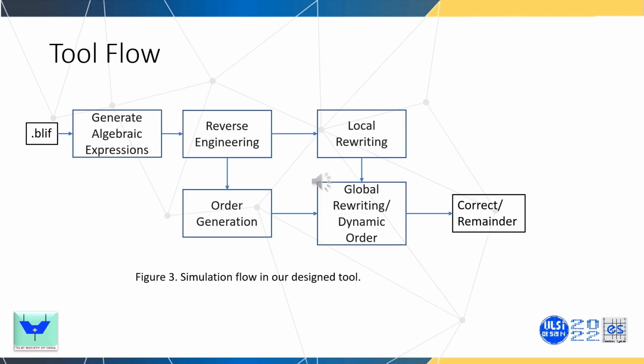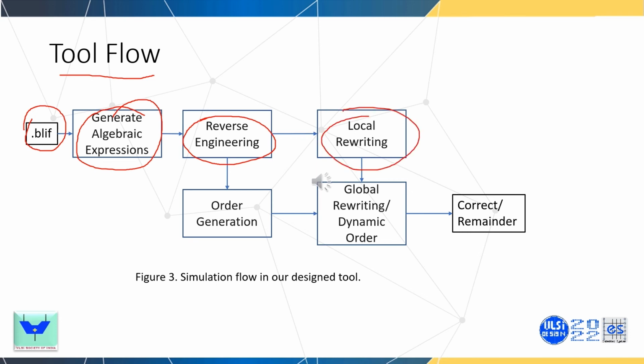Tool flow. We have designed a standalone tool by using the C++ programming language. Our tool takes the gate level netlist in BLIF format and then transforms it into corresponding algebraic equations of each gate. In the very next step, we perform reverse engineering to identify gate pairs to eliminate the vanishing monomials. The same step involves local rewriting and order generation.